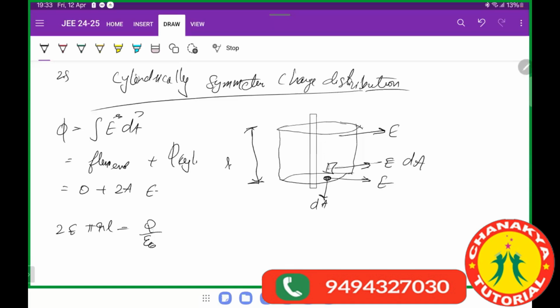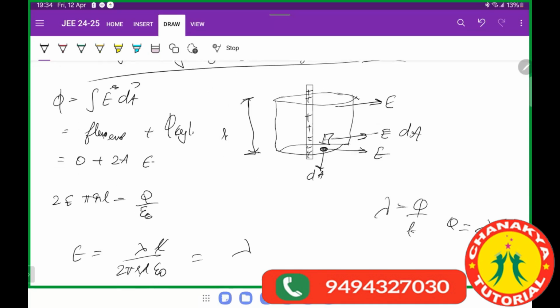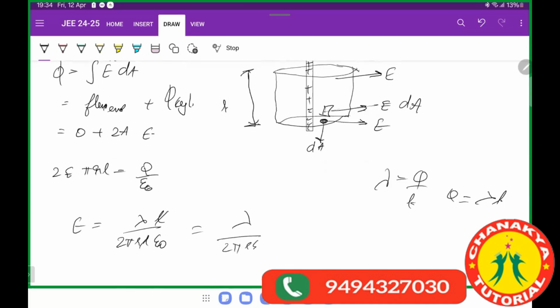And this is lengthwise, we are taking the whole thing, suppose this is your charge plus plus plus plus plus. This is lengthwise, so lambda equals to charge per unit length. So Q equals to lambda L. We can substitute here. E equals to lambda L by 2 pi r L epsilon naught. So you will get E equals lambda by 2 pi r epsilon naught.